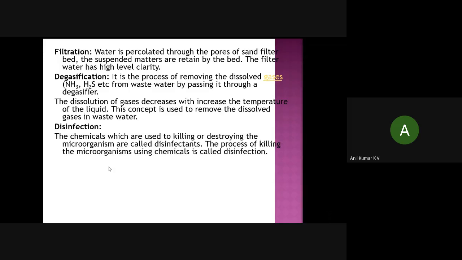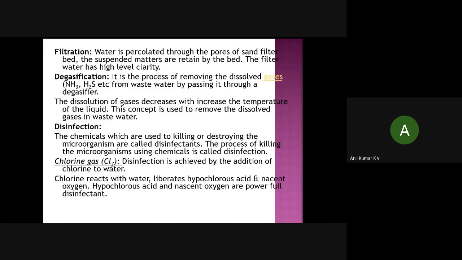Disinfection. The chemicals which are used for killing or destroying microorganisms are called disinfectants. The process of killing microorganisms using chemicals is called disinfection. For example, chlorine gas, Cl2 gas. Disinfection is achieved by the addition of chlorine to water. Chlorine reacts with water, liberating hypochlorous acid plus nascent oxygen. That nascent oxygen is a powerful oxidizing agent which kills the microorganisms in water.